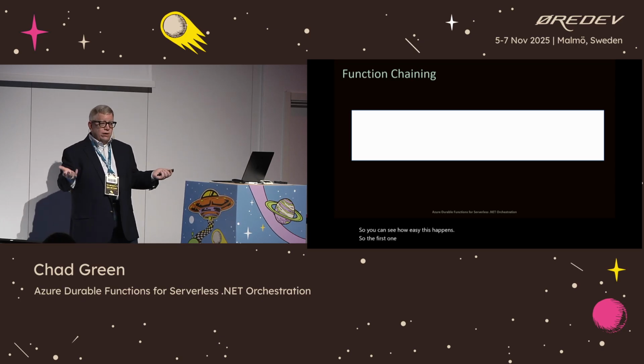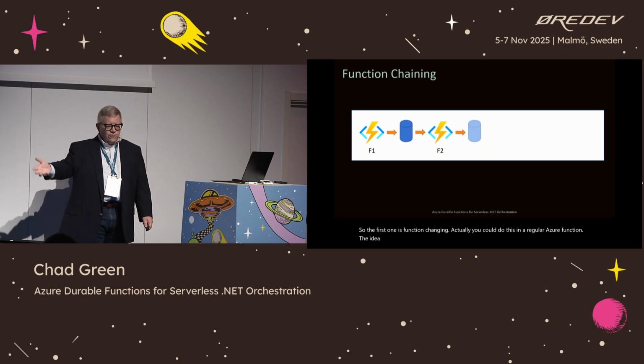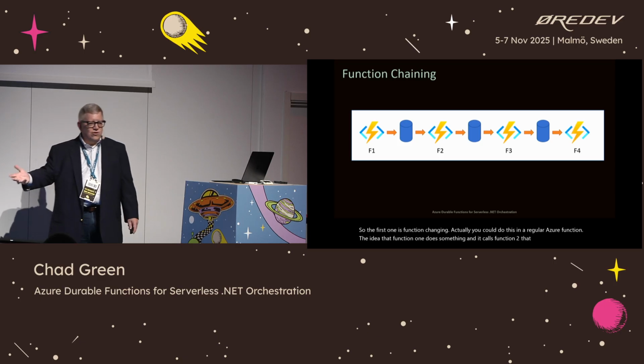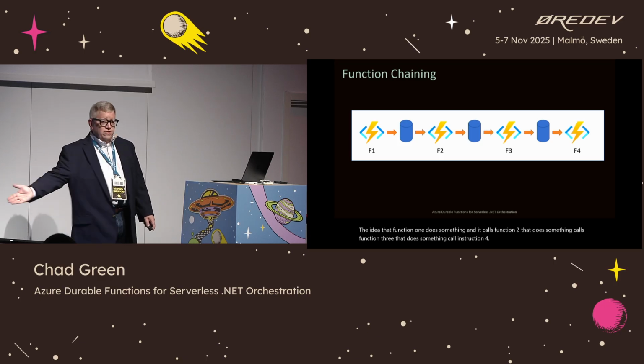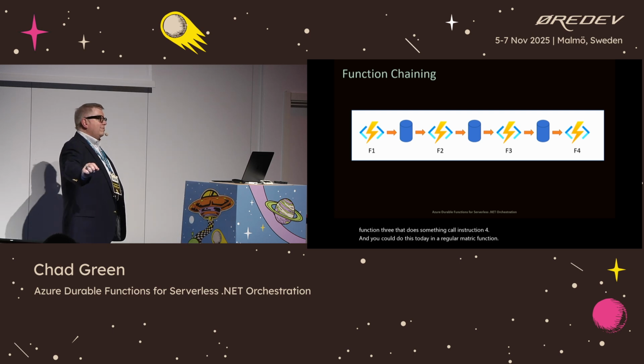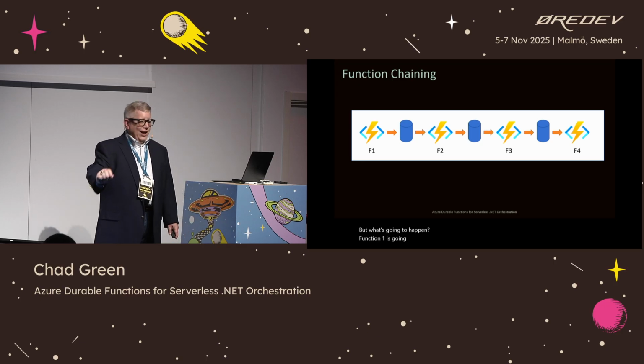Actually, you can do this in a regular Azure function. The idea is that function 1 does something, and it calls function 2. That does something, calls function 3. That does something, calls function 4. And you could do this today in a regular Azure function. But what's going to happen? Function 1 is going to start up, and then it's going to call function 2.